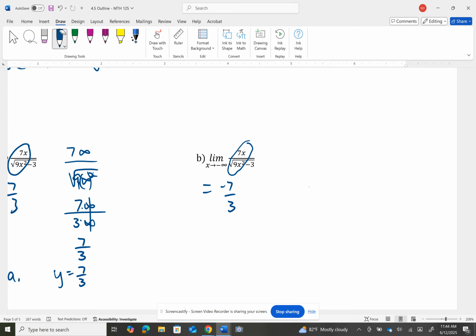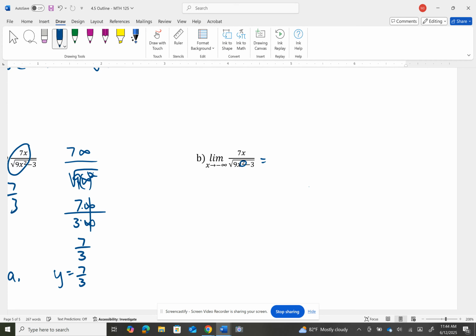If you're doing the official approach, okay, this is how you would do it. So what you would divide by is the square root of x squared, top and bottom. So the 2 here, but square root of it.